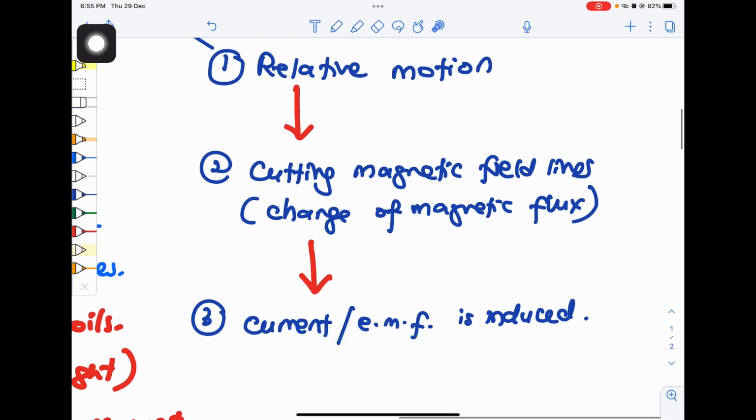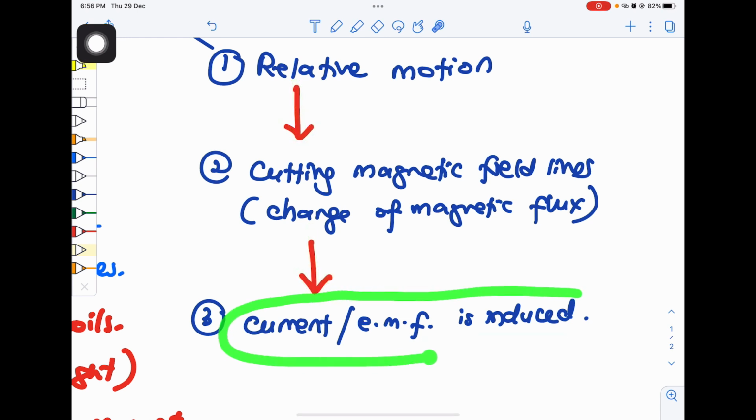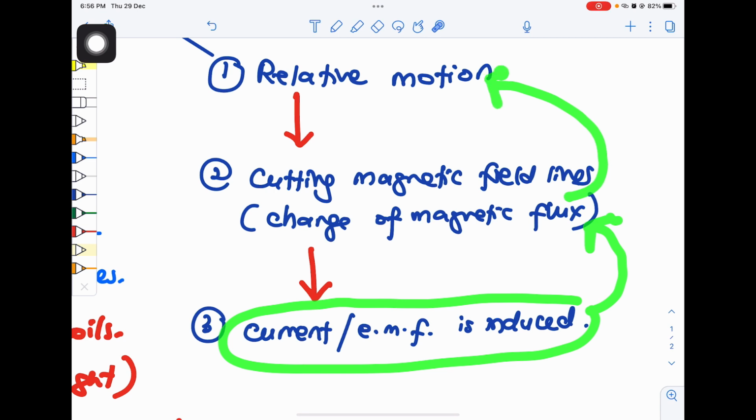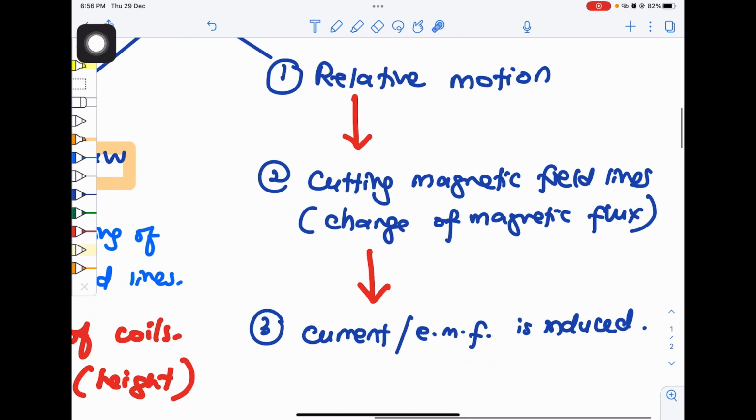Alright? The question will either ask you to explain, or you can think from relative motion to cutting, from cutting to getting this result. Or sometimes the question says current is induced, explain how. Then you say, because there is cutting of magnetic flux. Cutting of magnetic flux or change of magnetic flux is due to motion in this way. Like that. So just remember this.